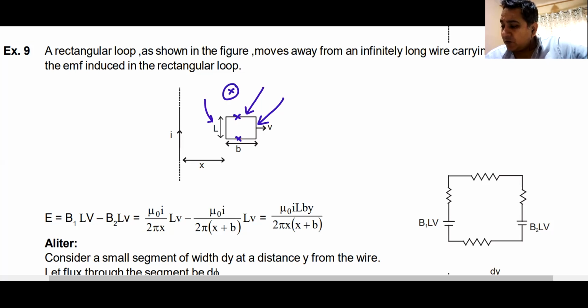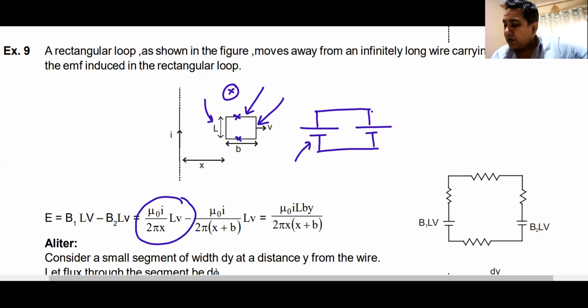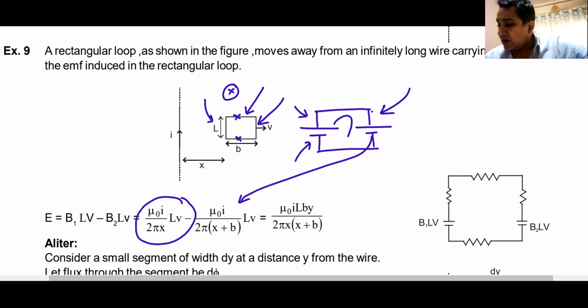Magnetic field is going down. EMF induced in this part will be like this. In this part it will be like this. This will be equal to mu naught I by 2 pi x into L into V. This one would be mu naught I by 2 pi (x plus B) into L into V. This is farther, so this will be less. This is nearer, so this will be more. So current will flow like this. We have also found this direction using Lenz's law. Same direction is coming now.